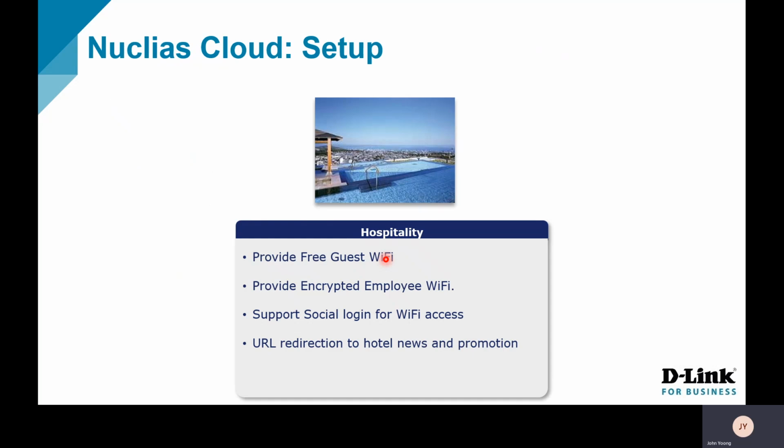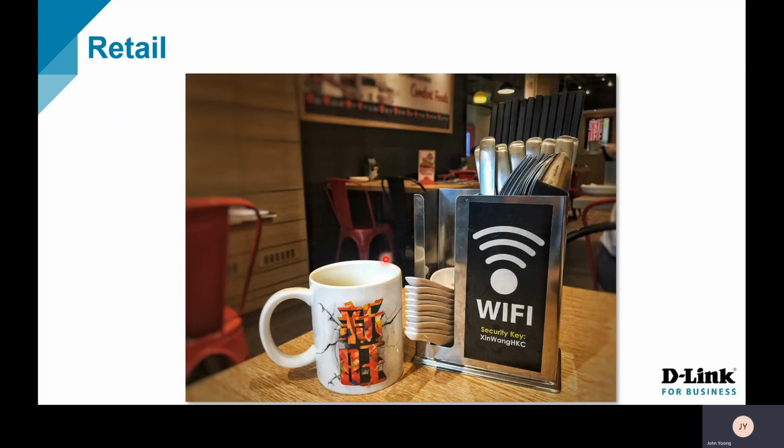So the setup is very simple for the hotel. For the guest Wi-Fi, normally it will be free or through a captive portal, even by local database or social login. Then next, for the employees, they have WPA, WPA2, or even WPA3. Once the authentication is finished for the guests, you can do URL redirection to the hotel news and promotions also.